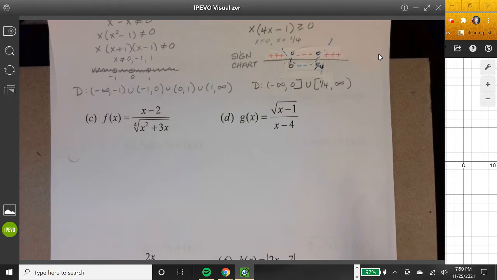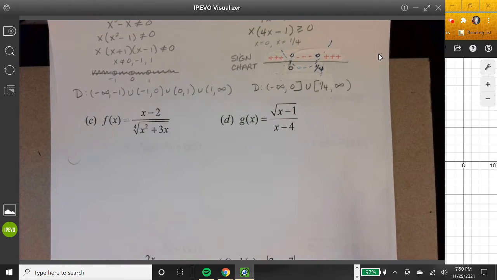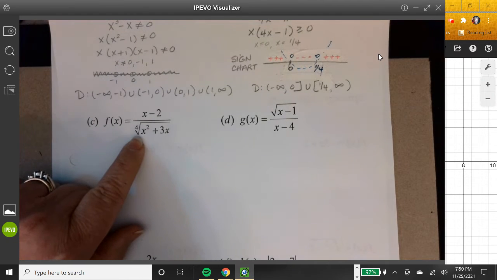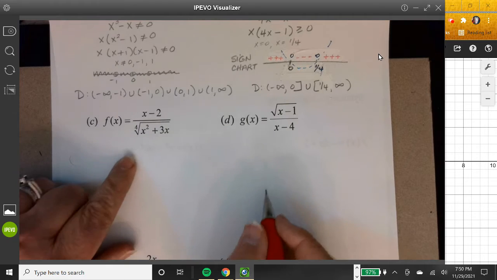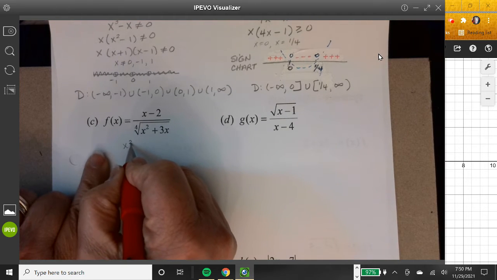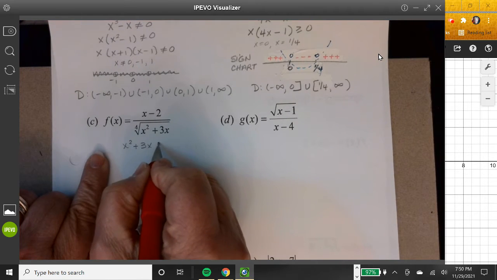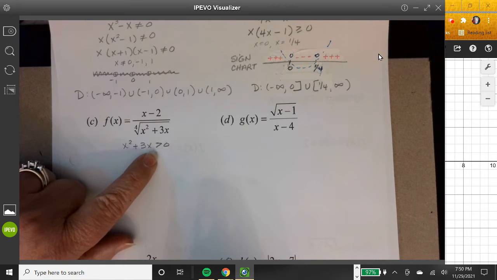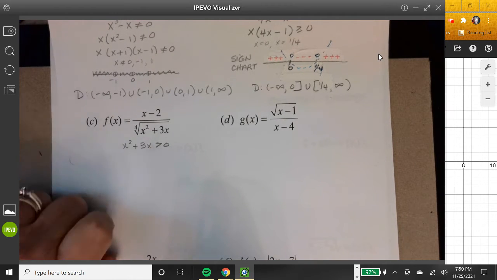C says x minus 2 over the 4th root of x squared plus 3x. Well, this is a 4th root, which is an even root, and it's located in the denominator. So x squared plus 3x has to be greater than 0, and not equal to 0 because it's in the denominator.